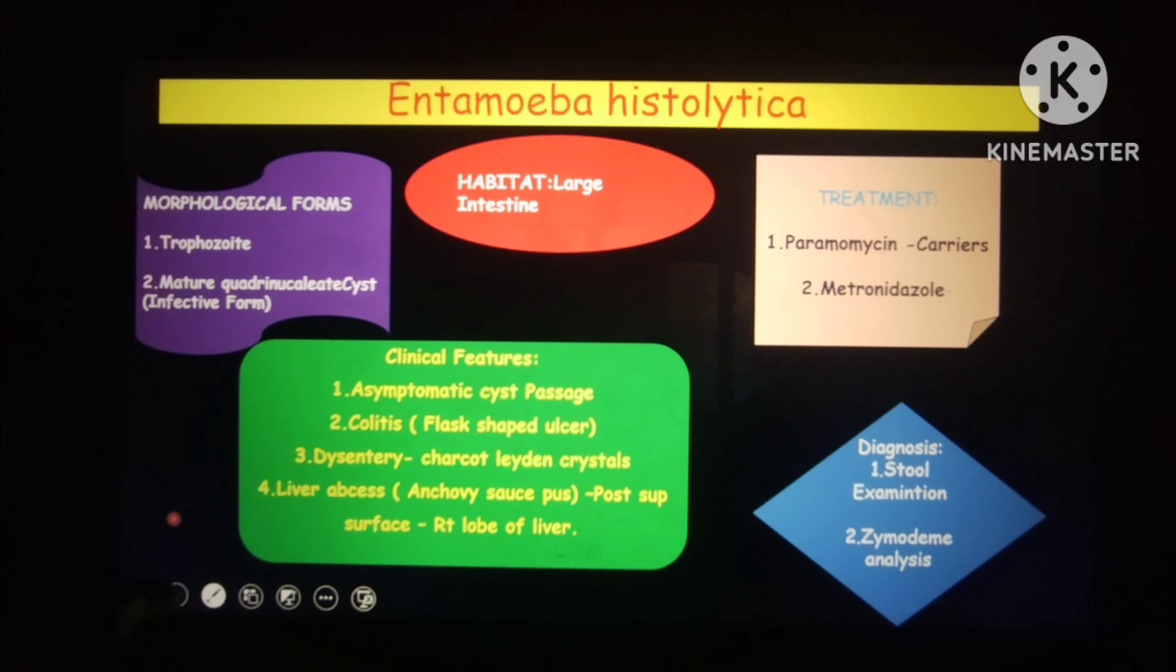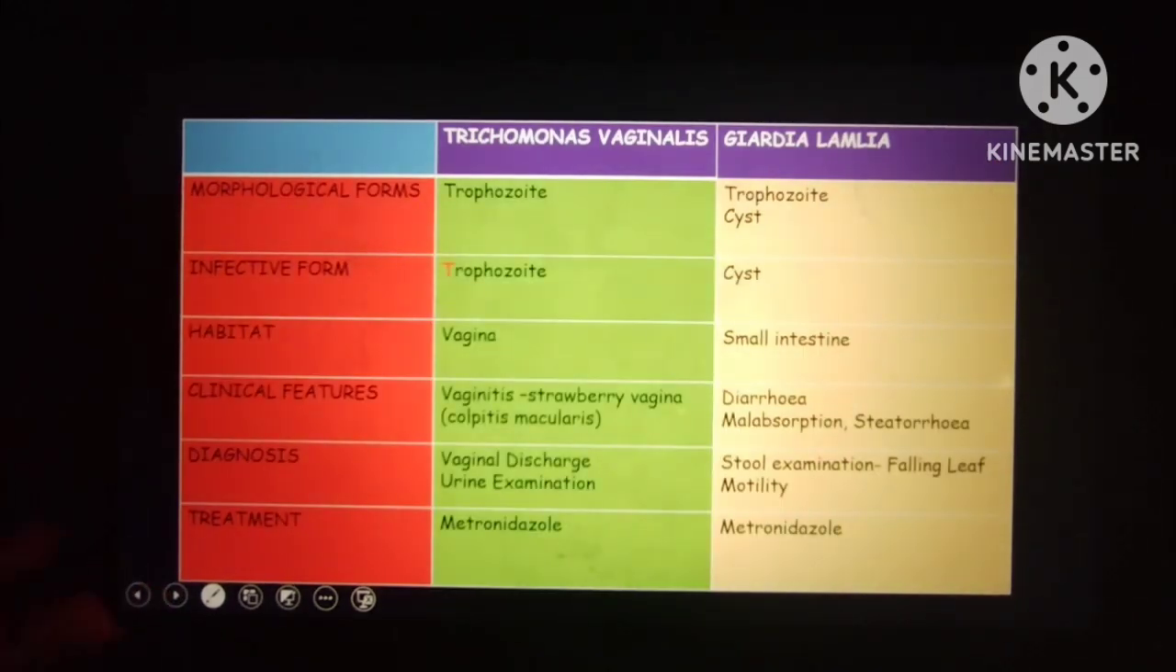Coming next, you can differentiate these two because they are similar. First Trichomonas vaginalis and Giardia lamblia. Friends, you want to remember Trichomonas is a genital flagellate, whereas Giardia lamblia is present in the small intestine, so it is an intestinal flagellate. Coming to the morphological form, Trichomonas has only a trophozoite. There is no cystic stage.